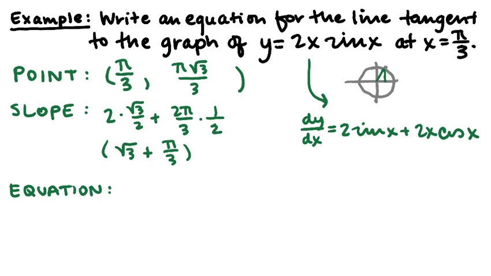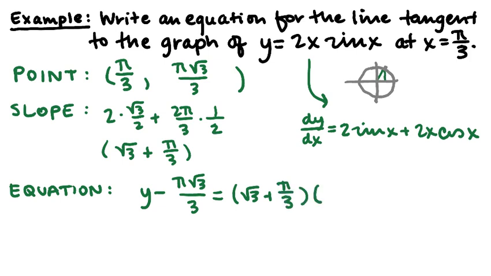So if I've got a point and a slope, I can write an equation using point-slope form. So I'm going to say y minus this pi root 3 over 3 number is equal to the slope, which is a very bad number, square root of 3 plus pi over 3, multiplied by x minus the x-coordinate, pi over 3.